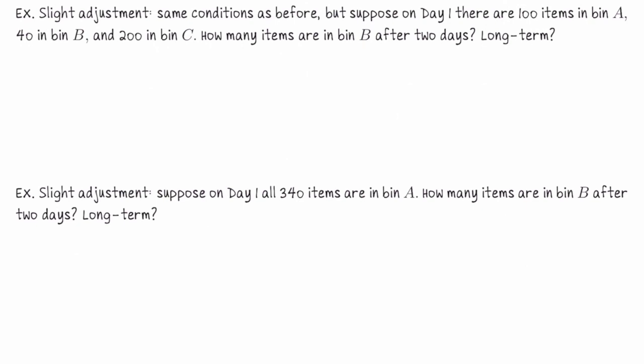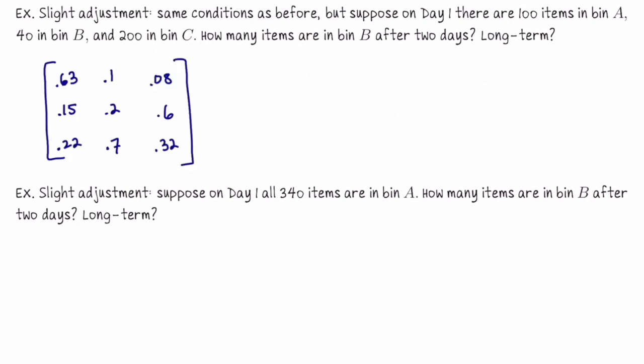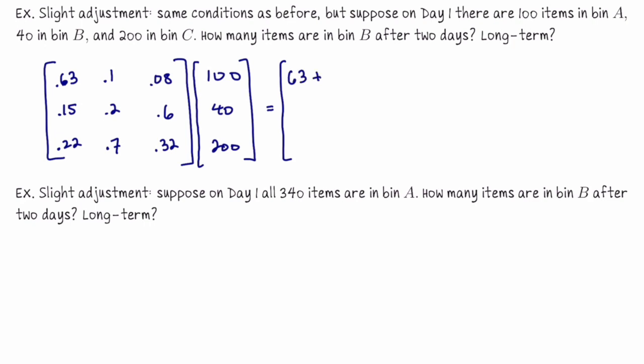Let me copy down the matrix M that we've written before. If I take this matrix and multiply it by the vector containing the current distribution of these items, that would be 100, 40, and 200, I claim the result of this product is going to give us how these items should be displaced after one day. So here's what we would expect. The first entry in this product is going to be 0.63 times 100. Let me just write 63, plus 4, plus 8% of 200, which is 16.